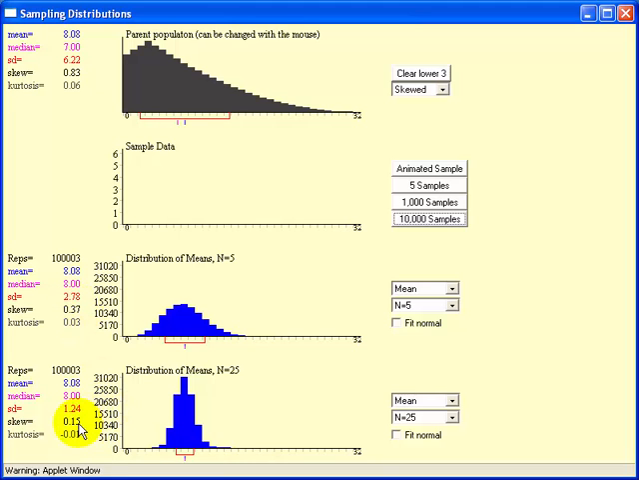So you can see that the sample means from the larger sample size of 25 have less spread. They're scrunched in closer. And it's more normal. It's not as skewed. There's a little right skew there. You can see that here in this positive value. But it's not too bad.